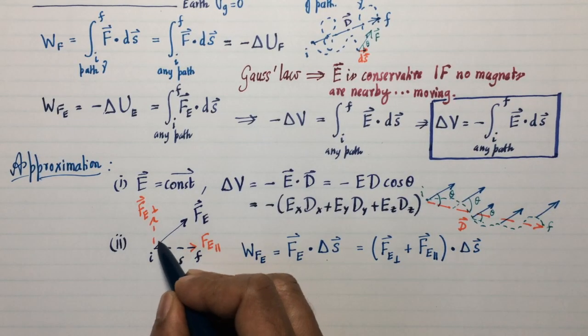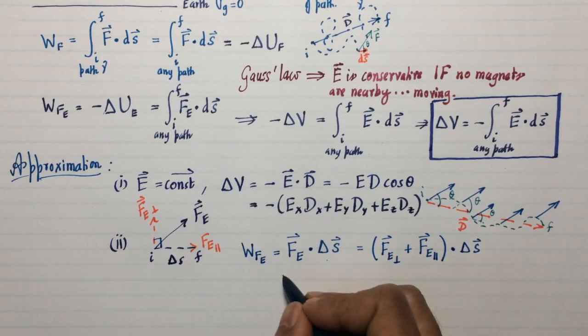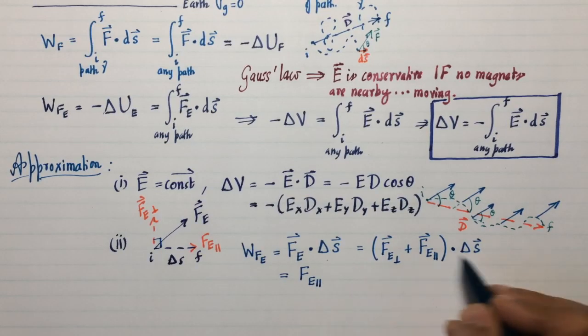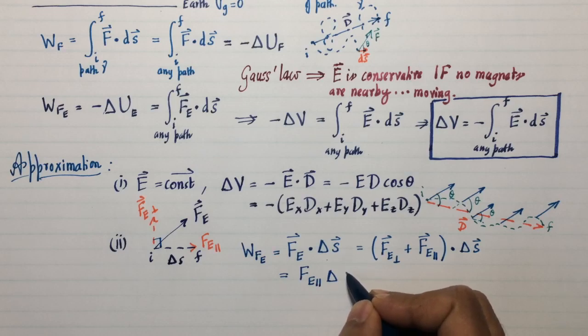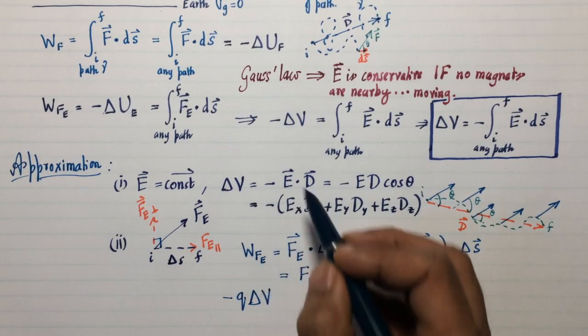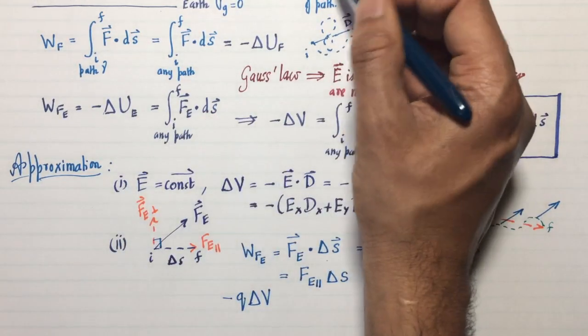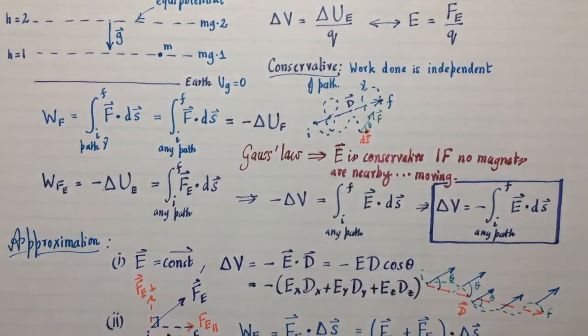Now delta S and F sub E perpendicular make a 90-degree angle, so the dot product simply vanishes. So I'm just left with F_E parallel times delta S times cosine 0, and so that's just F_E times delta S. Now W_FE is also equal to negative Q times the change in voltage, because W_FE, recall, is equal to negative delta U_E, and delta U_E can be written as Q times delta V. That's what I'm doing here.